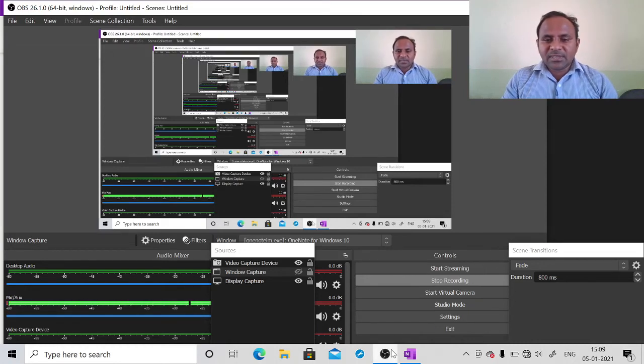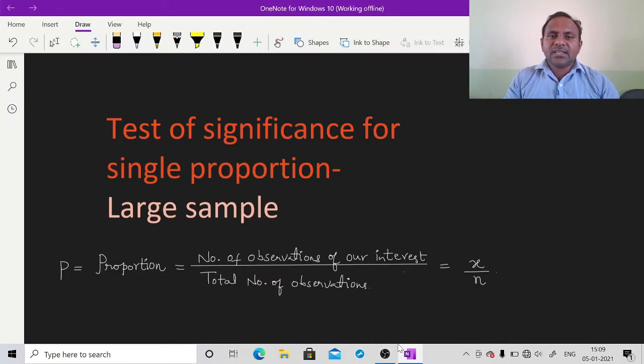So in our large sample theory, today we'll discuss test of significance for single proportion. Firstly, here is the definition for the proportion. As you all know, proportion is denoted by P and is defined as x over n, the number of observations of our interest over the total number of observations. So it's a ratio between observations of our interest and the total number of observations.